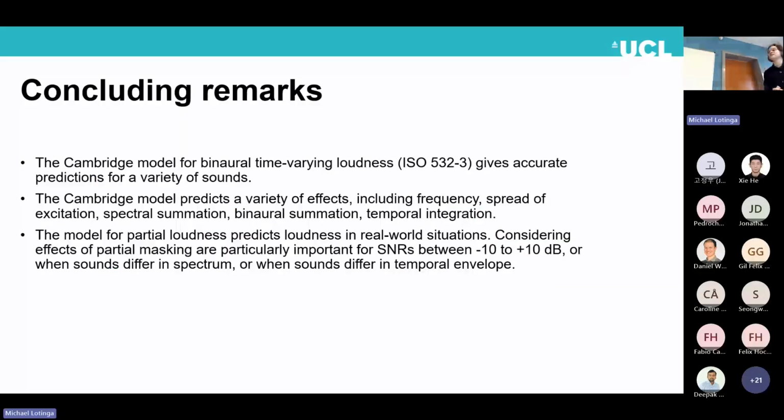This brings me to the end of my talk. So concluding remarks, you might not be surprised that I like the Cambridge loudness model because I contributed to it. It gives accurate predictions for a variety of sounds, for a variety of effects. And for real-world situations, I highly advocate to use partial loudness because sound designers, they could make use of an existing background noise and optimize the sound so that you use that masking that's given by your environment, that you invest your money in frequencies where you actually make a difference and not where it's masked anyway. So thank you very much.